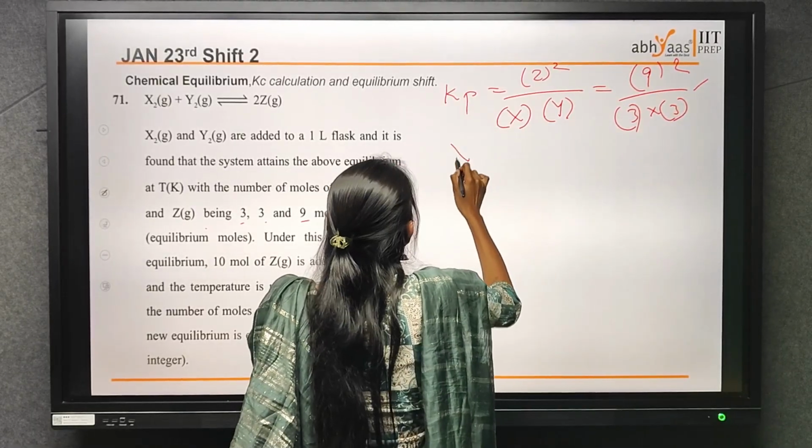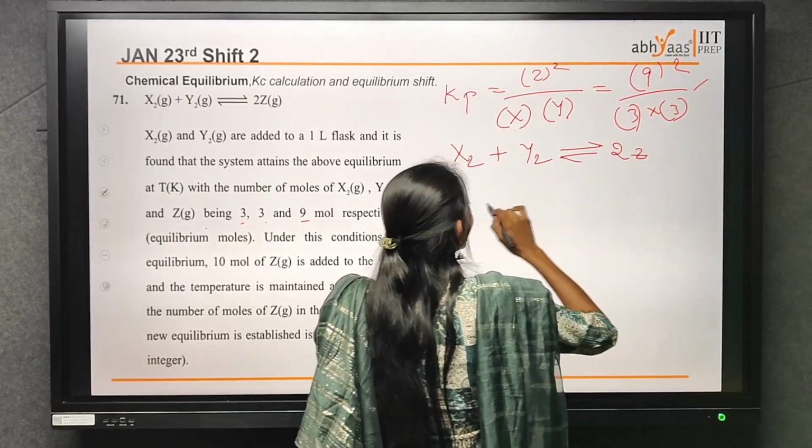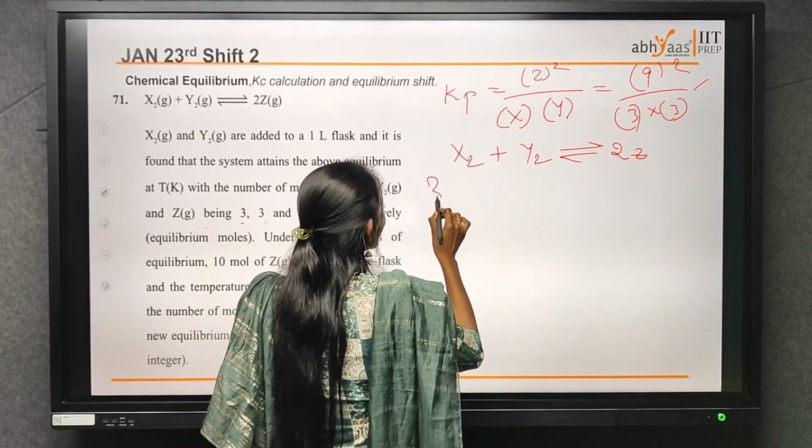So if you take this reaction, X2 plus Y2 gives rise to 2Z. At initial, how much do we have? 3 minus x.